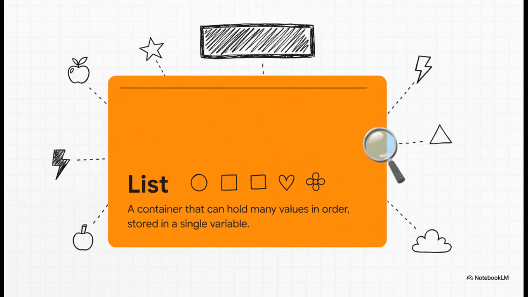So what is a list, really? At its heart, it's just a container. The best way to think about it is like a box with numbered slots inside. You can put multiple items into these slots, they stay in the order you put them, and you can label the whole box with one single name. It's simple, organized, and, as we'll see, super flexible.